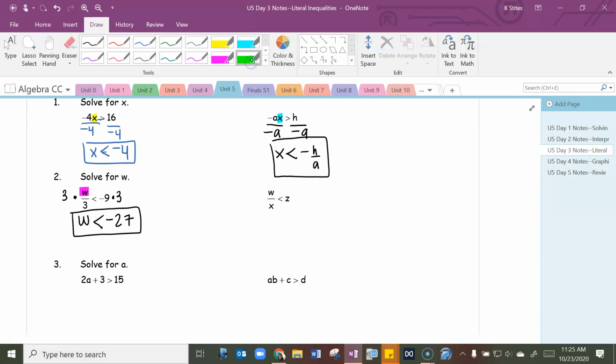All right, whereas over here, I am solving for w. This time I need to move the x away from the w, and it's dividing by x, so to undo it, we will multiply by x. And again, x is a positive, so we will not flip our symbol. This will just be zx.